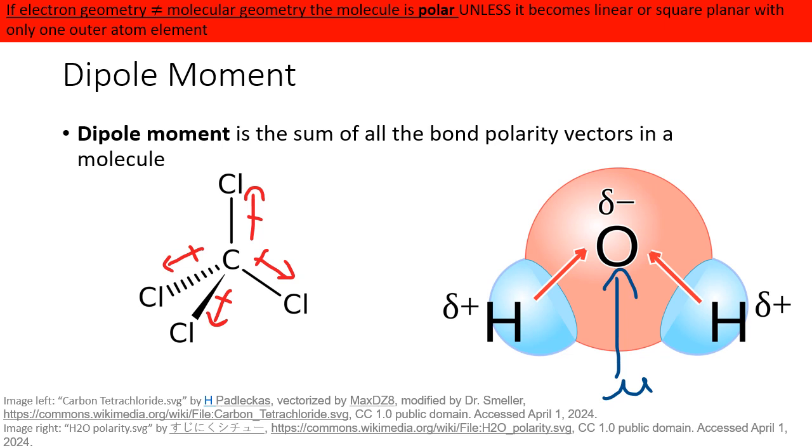Now water, on the other hand, we know is one of the most polar substances out there. So how did this come to pass? It also has a tetrahedral geometry, but water ends up with a bent shape due to the 2 lone pairs on the oxygen atom. The lone pairs introduce asymmetry in one dimension. This results in the vectors not canceling out. They're additive instead. So we get a dipole moment represented here by lowercase Greek mu in the direction of the oxygen. If the electron geometry is unequal to the molecular geometry, the molecule is polar unless it is reduced to being linear or square planar with only one outer atom element.